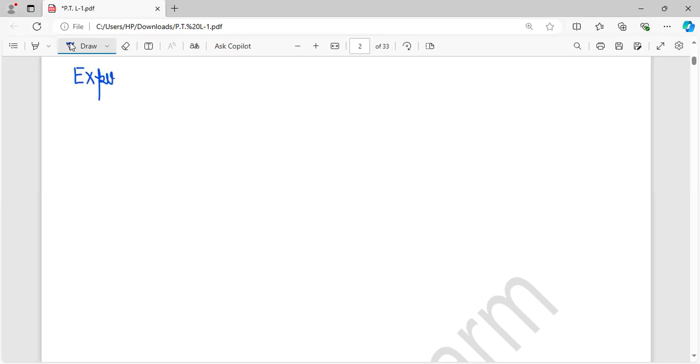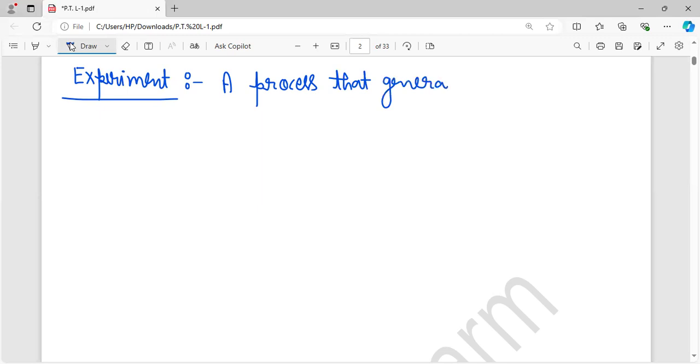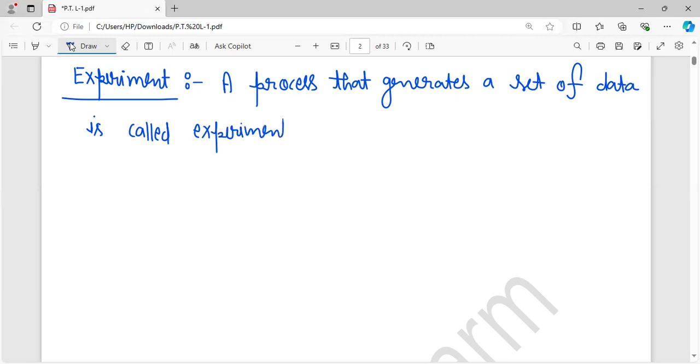Experiment. The process that generates a set of data is called an experiment. For example 1, tossing a coin.